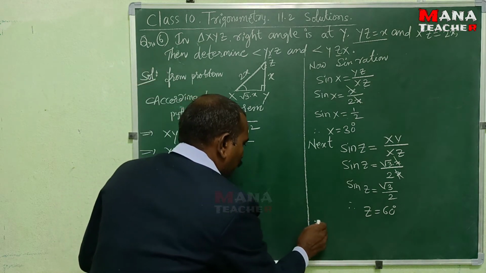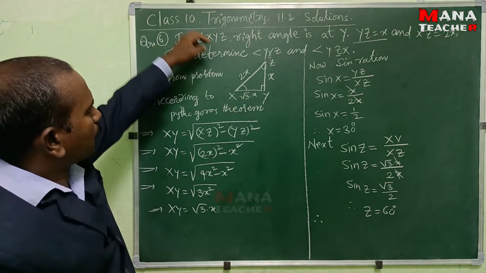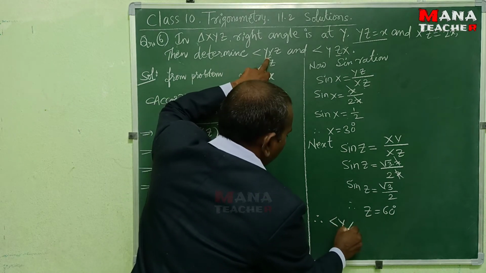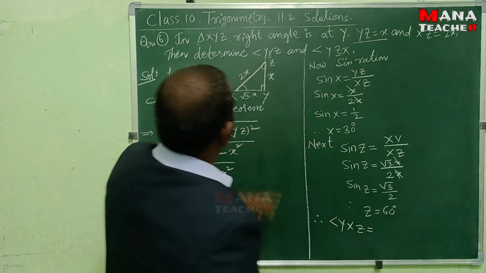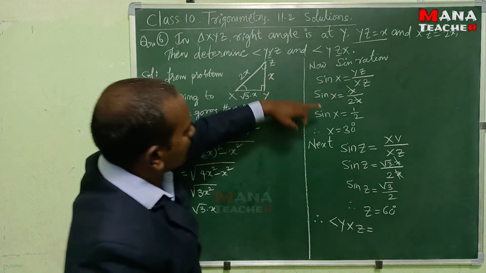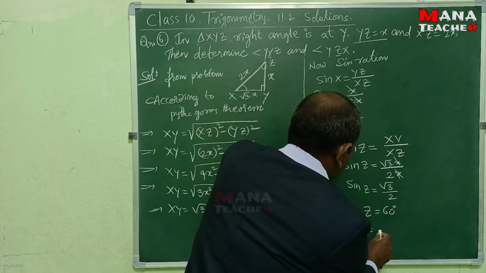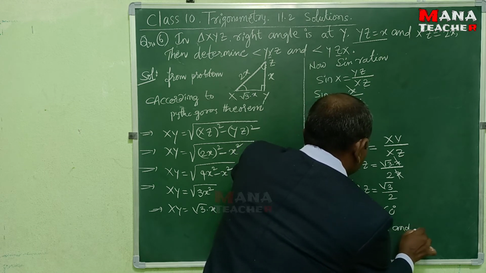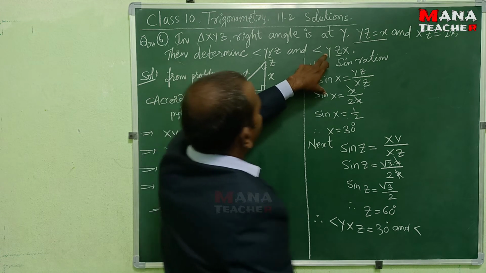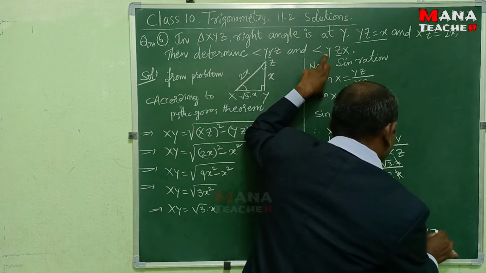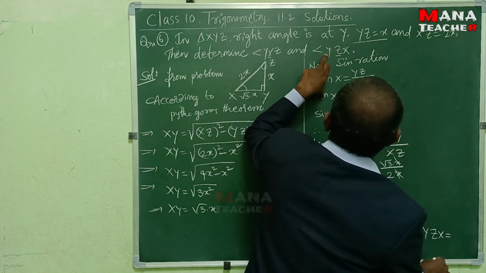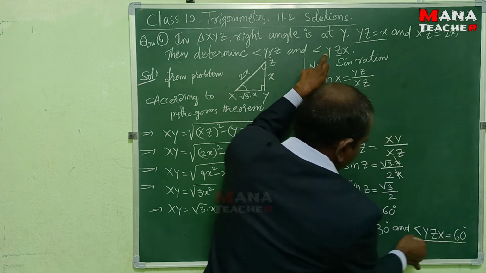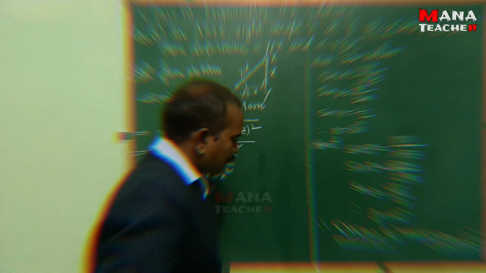Here, final from the problem, angle YXZ equals 30 degrees, and angle YZX equals 60 degrees. So this is the solution.